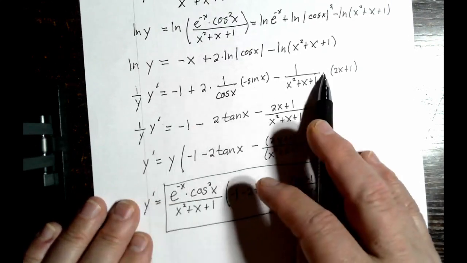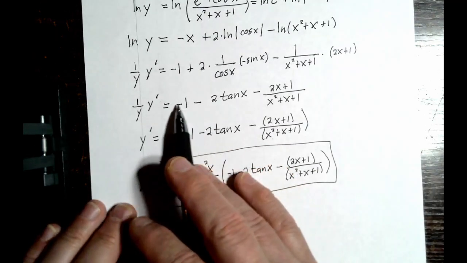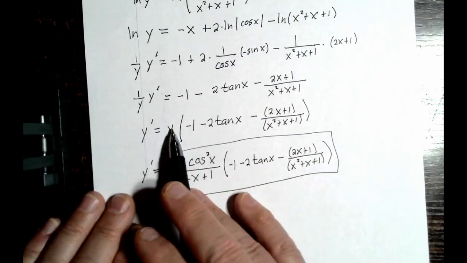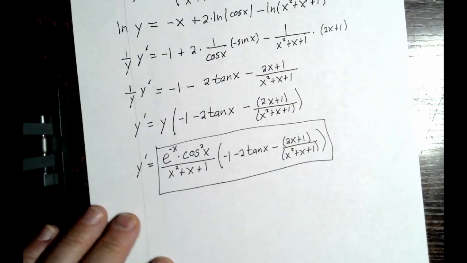Alright, so you take the derivative, and you don't have to worry about the absolute value anymore. You take the derivative, and then you multiply by y, and then you replace y with what it equals above, and you got your answer there.